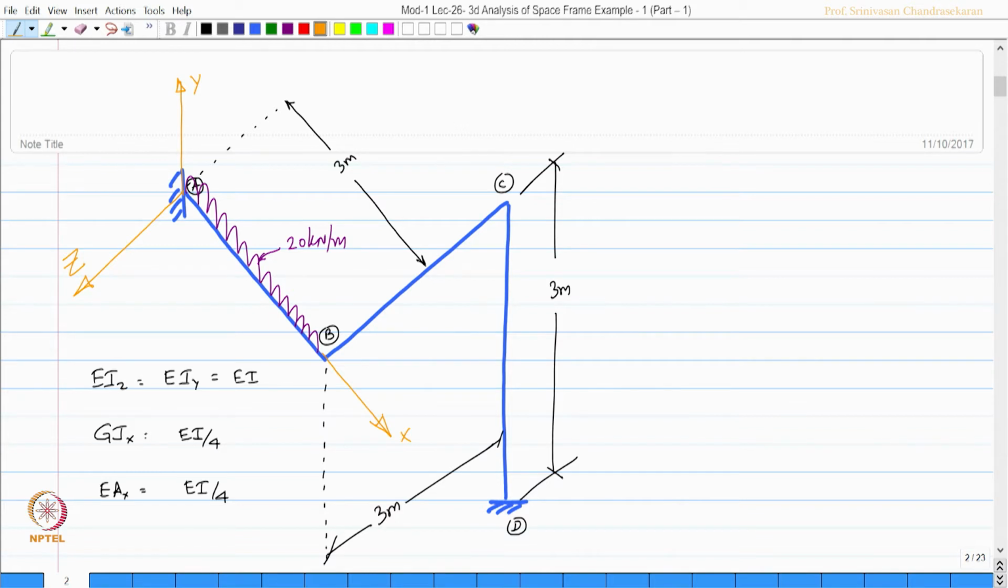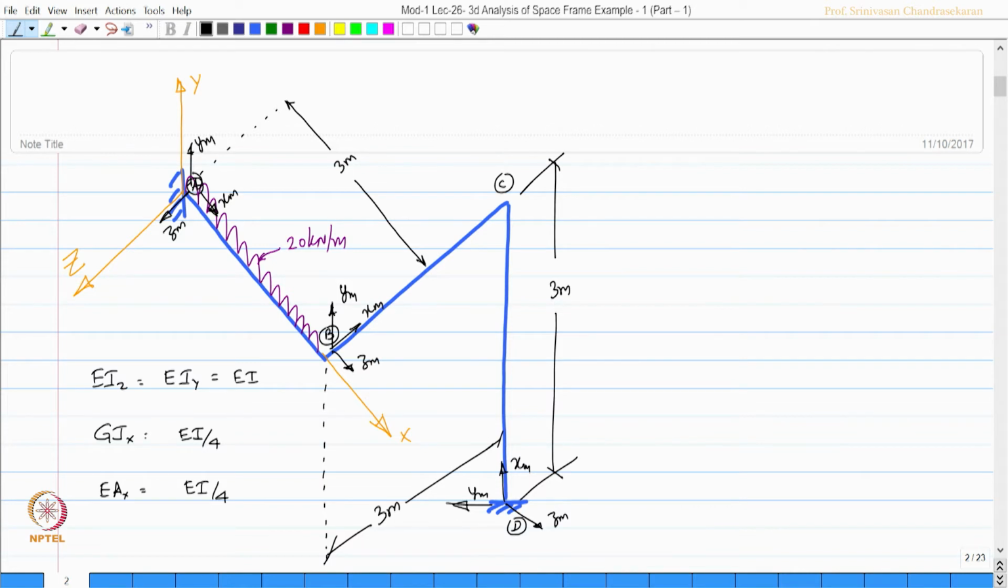Let us now mark the local axis of each. Say this is my x m, y m, this 90 degree anticlockwise, and z m for the member AB. For the member BC, let us mark this as x m, 90 degree anticlockwise y m and 90 degree clockwise z m. For the member DC, let us say this is x m, 90 degree anticlockwise y m and 90 degree clockwise z m.